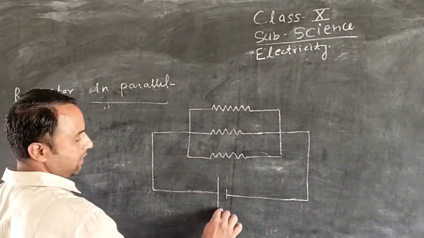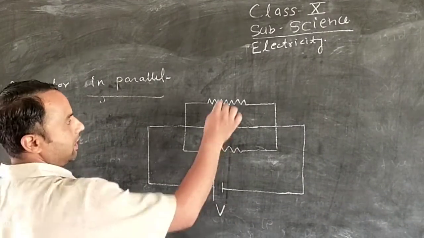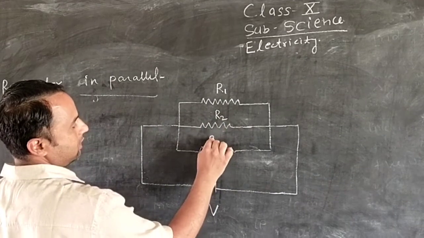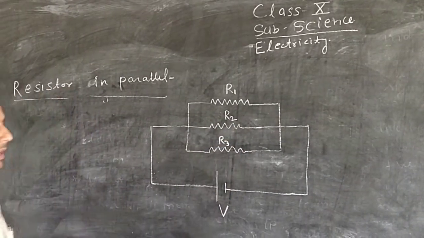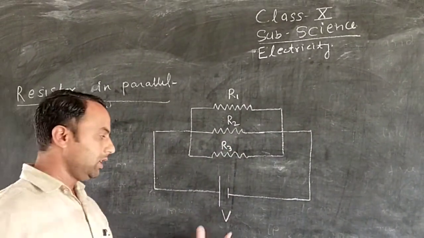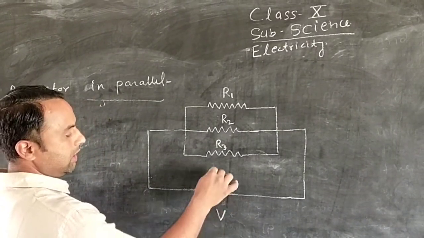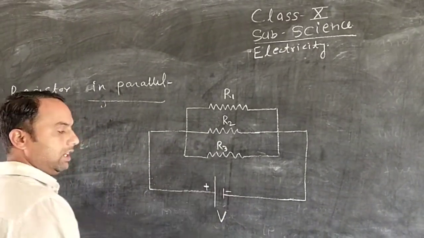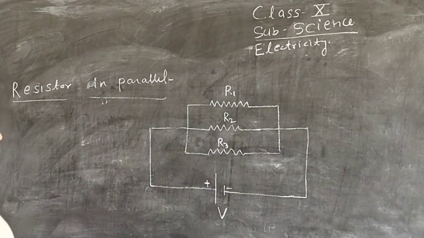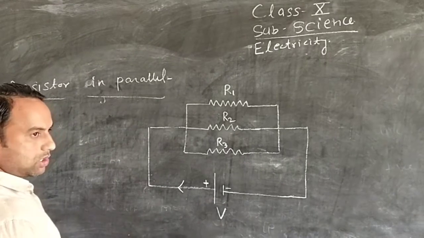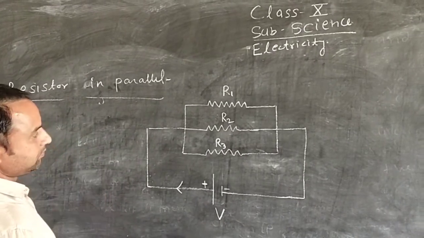This is the DC supply, the voltage source V, and this is resistor R1, this is resistor R2, and this is resistor R3. This is the DC supply. Here we have to consider that this is the negative, which is lower potential, and this is the higher potential. Current always travels from higher potential to lower potential. It means current flows out of the positive terminal of the DC supply.